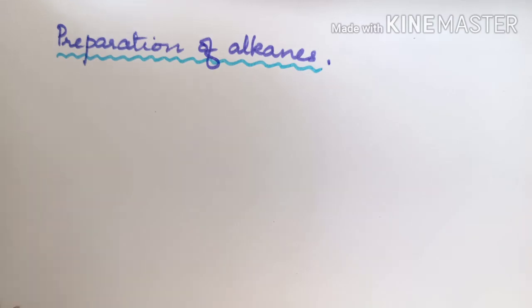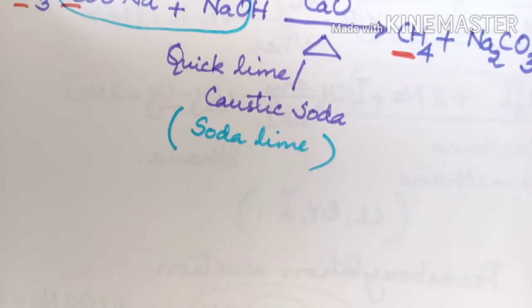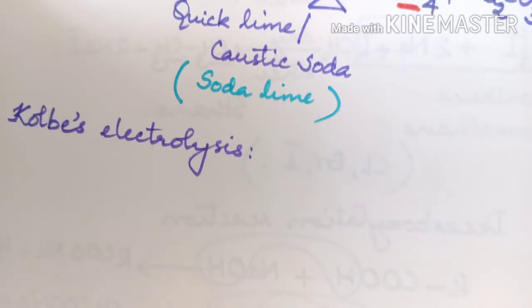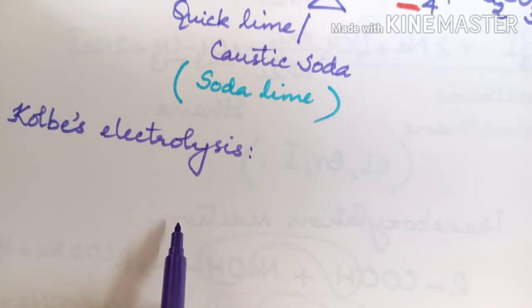Hello students, today we are going to learn about preparation of alkanes. What are the different methods of preparation of alkanes? The process is known as Kolbe's electrolysis. In Kolbe's electrolysis, the sodium or potassium salt of carboxylic acid is taken.